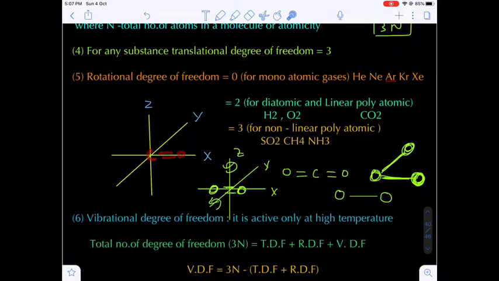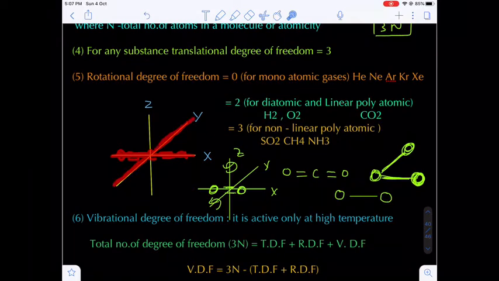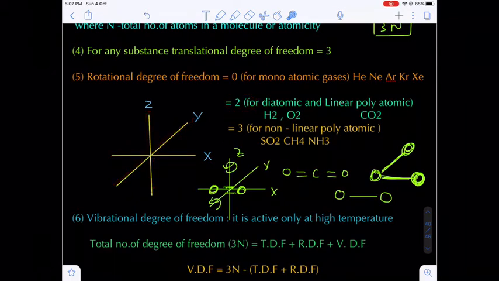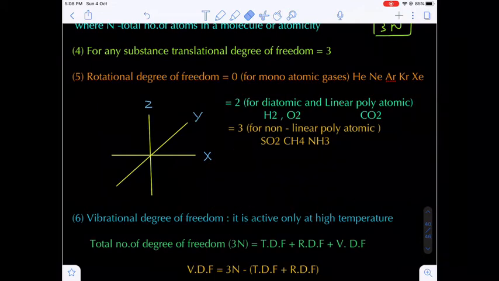Here this is carbon dioxide. Let's suppose already in this axis the CO2 molecule is present. Apart from this axis, how many other axes are there? It can rotate along the y-axis or along the z-axis. Are you getting my point? So this is called rotational degree of freedom, which corresponds to 2 in the case of diatomic or linear polyatomic gases. Now what about the non-linear polyatomic gases?